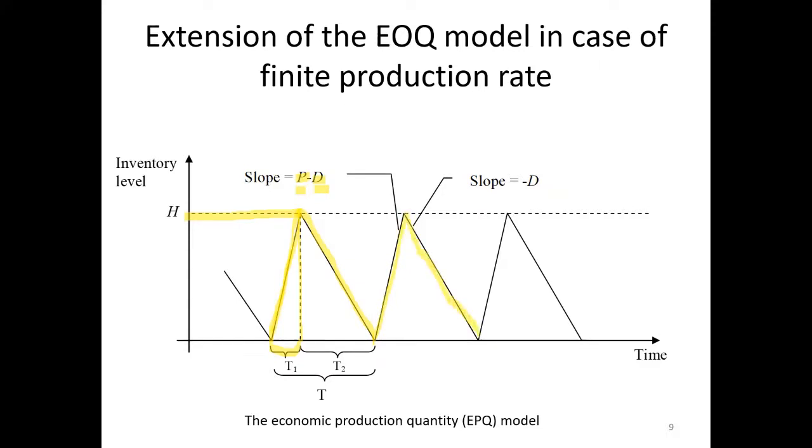Now, the period of time during which you only withdraw from inventory is denoted as T2. So in this case, the cycle time is going to be the summation of T1 and T2. This model is referred to as the economic production model, shortened as EPQ.